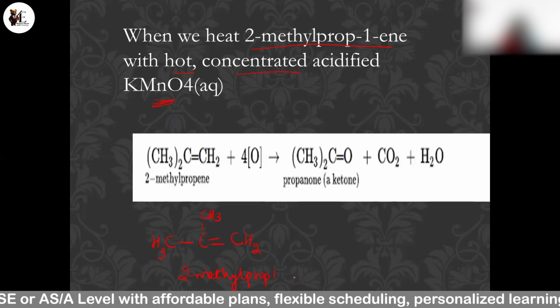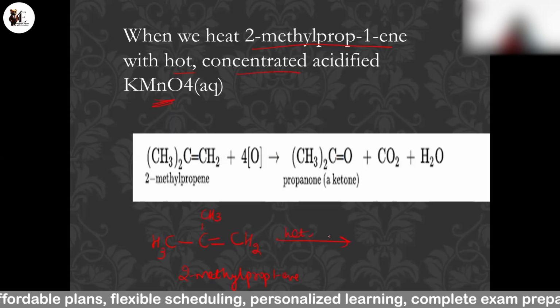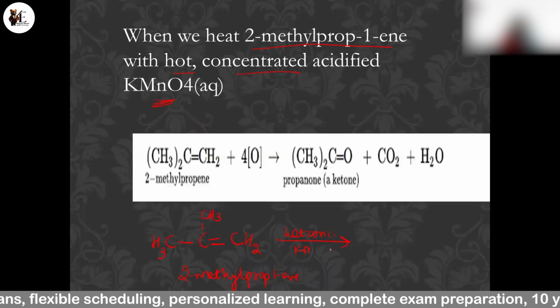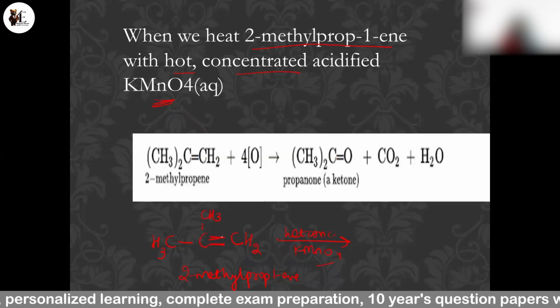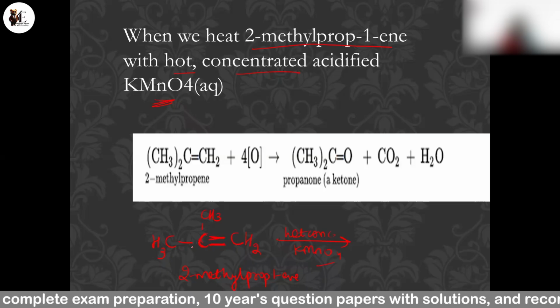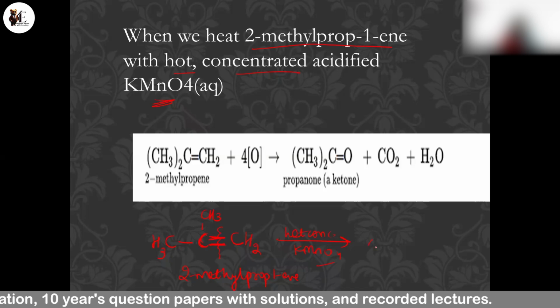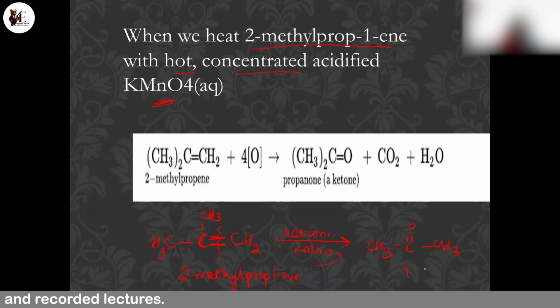So when you heat it with hot concentrated acidified KMnO4, which reaction will occur? Oxidation will occur. Now look at the double bond. This is my double bond. At this carbon, you have both the alkyl groups, so the formation of ketone will happen. You break it here and you just have to add a double bond O here. So it becomes CH3 C double bond O CH3, which is your propanone, a ketone.